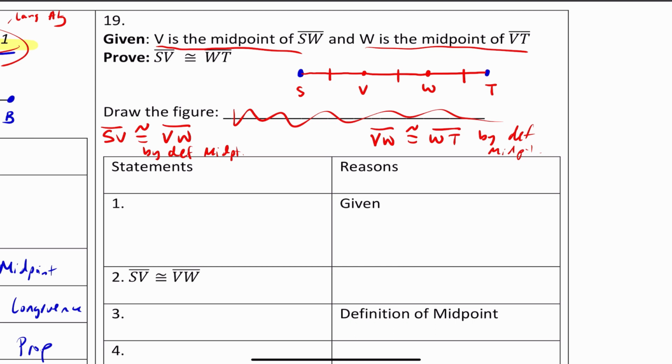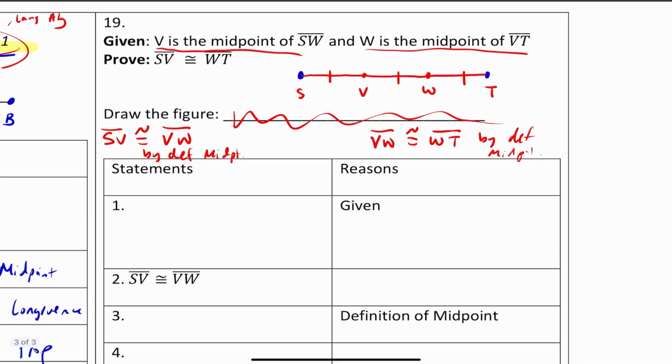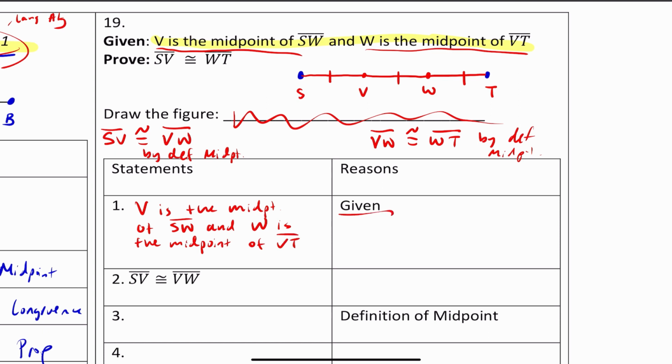Statements. Reasons. Number one will always be given. That's free. But the fact that this is already stated here and nothing is written here, that means I'm going to have to write the whole given. So I have to write all of this. So V is the midpoint of segment SW, and W is the midpoint of segment VT. So that's a given. Okay.